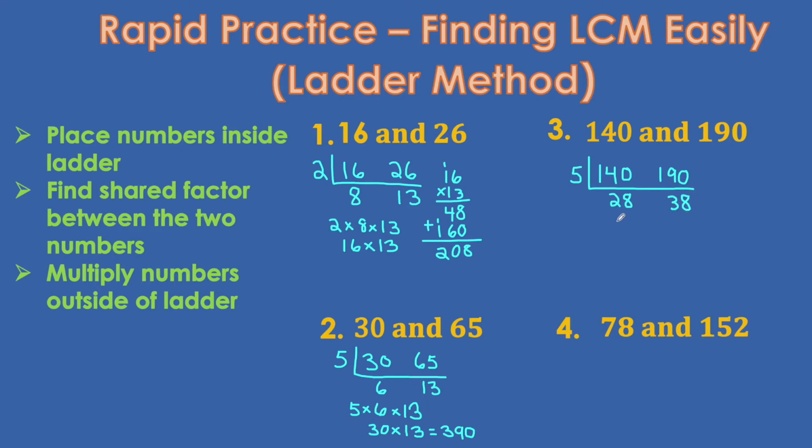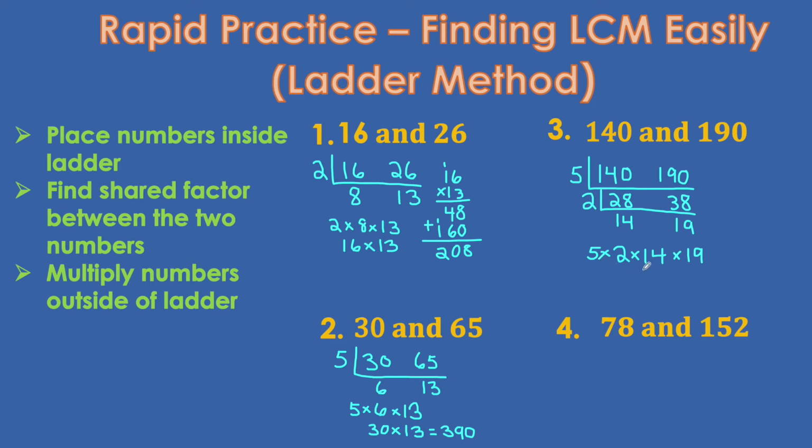Now we are not finished here, so we're going to keep finding a common factor between these two numbers, between 28 and 38. Another factor in common besides 1 is the factor 2. 2 goes into 28 14 times. 2 goes into 38 19 times. Now we are finally finished. 1 is the only common factor left between 14 and 19. Now multiply the numbers outside the ladder. 5 times 2 times 14 times 19.